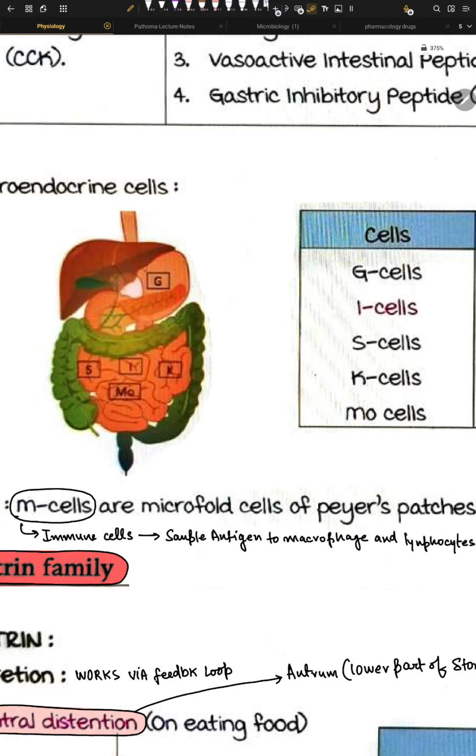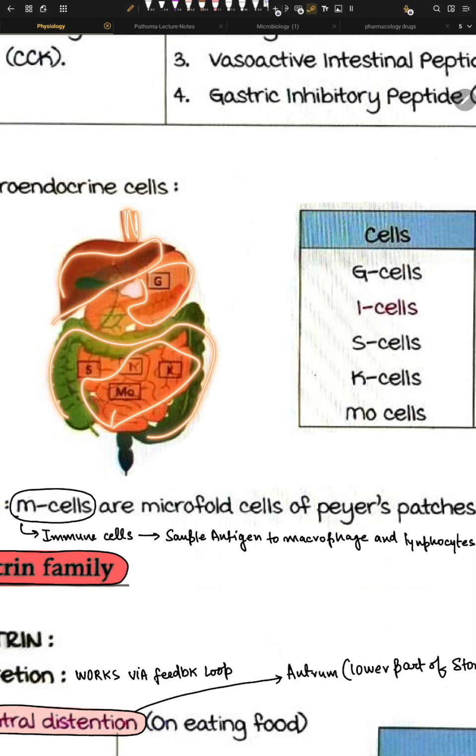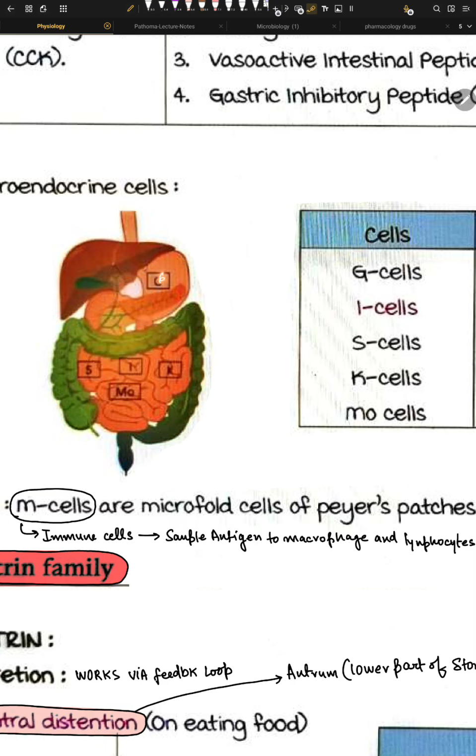So here you can see a schematic drawing of our GI tract: esophagus, pancreas, stomach, small intestine, large intestine, rectum, anus. This is the duodenum. So here is the G cell. It means they make gas, they make gastrin. Gastrin leads to HCl.